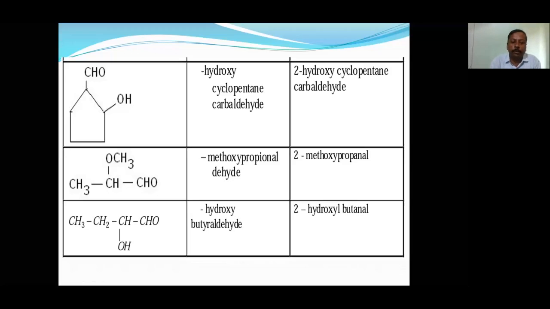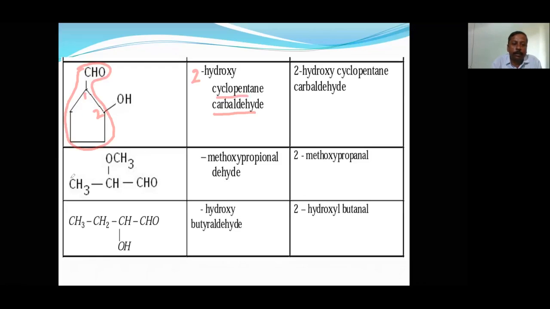Okay, here are some more examples. All these examples you will write in your notebook neat and clean. Okay, so this is actually hydroxycyclopentane carbaldehyde. This we have studied in our IUPAC naming also, when sometimes the functional group could not be included in the chain, then we will use carbaldehyde. Okay, so here it will be 1, 2. Okay, 2-hydroxycyclopentane carbaldehyde.